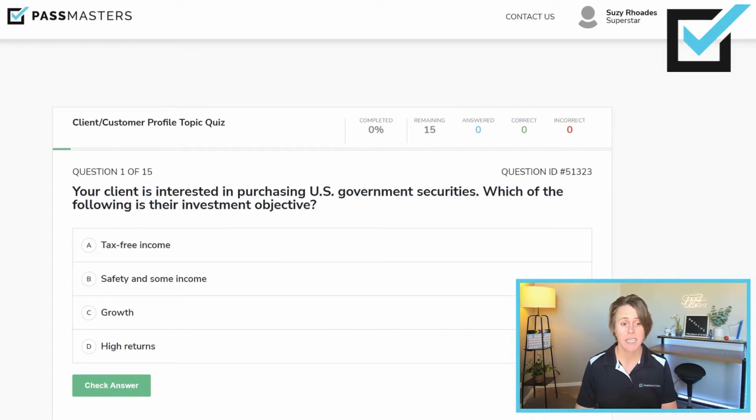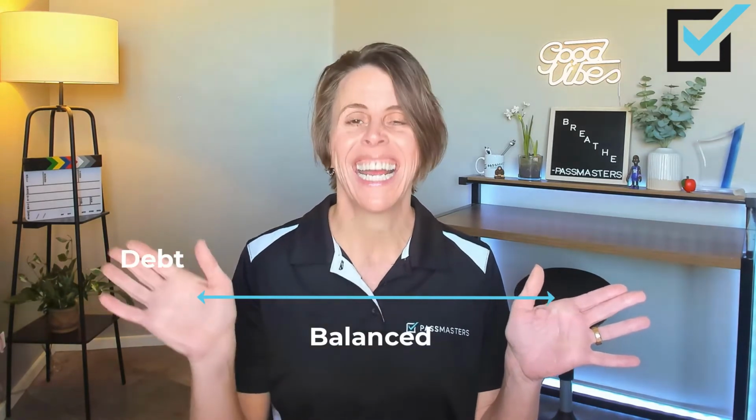Your client is interested in purchasing U.S. government securities. Which of the following is their investment objective? I always suggest for questions like this that you make a little mini risk spectrum where you have debt on one side, balanced in the middle, and then equities on the other. So where are we here? We're on the side of the debt, the fixed income securities, U.S. government securities. So when someone is purchasing debt, they're doing it for preservation of capital and income.